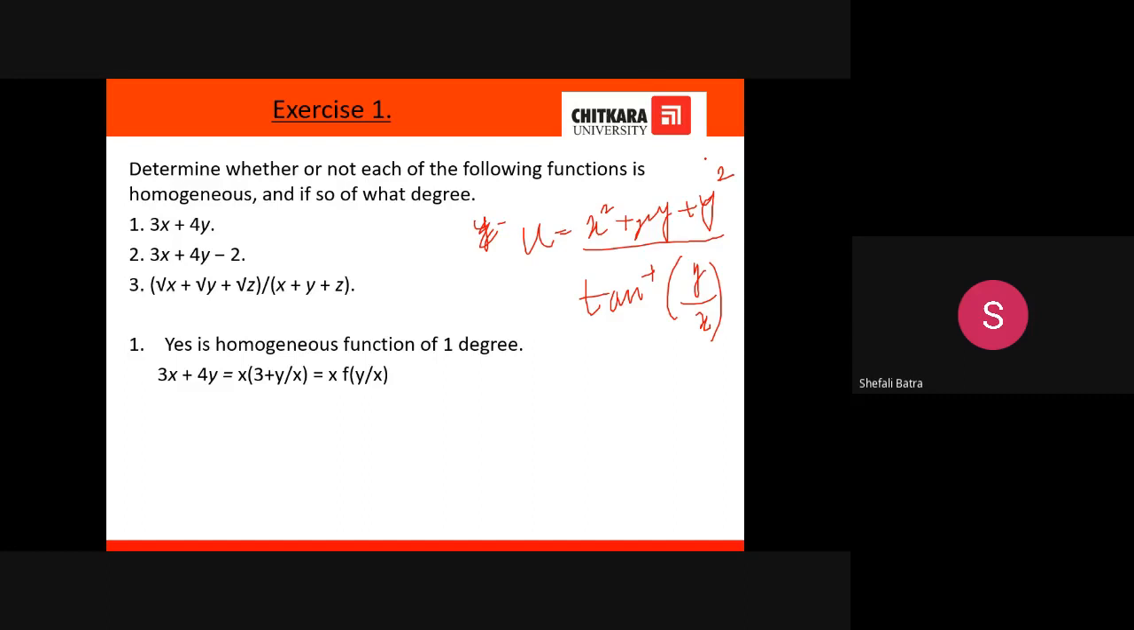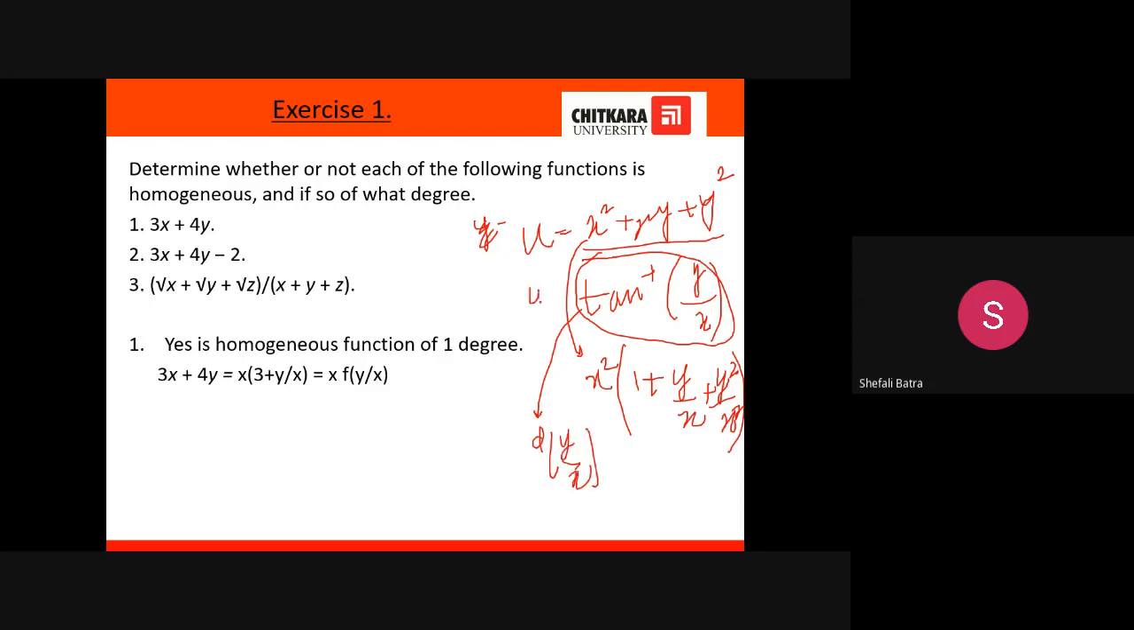To extend this idea, so that we can apply the definition generally to check whether a given function is homogeneous or not, that is why we are representing it in that form. And where does that form come from? From here, because it is a homogeneous function. If I can express x square times 1 plus y by x plus y square upon x square, I know it is homogeneous, but from this I can express the function in this form. Ultimately, it is a function of y by x.